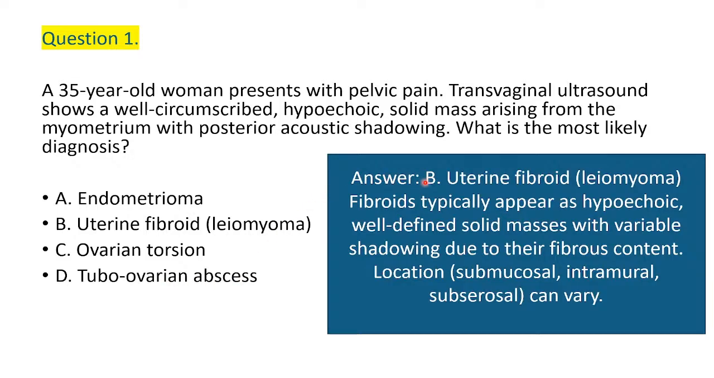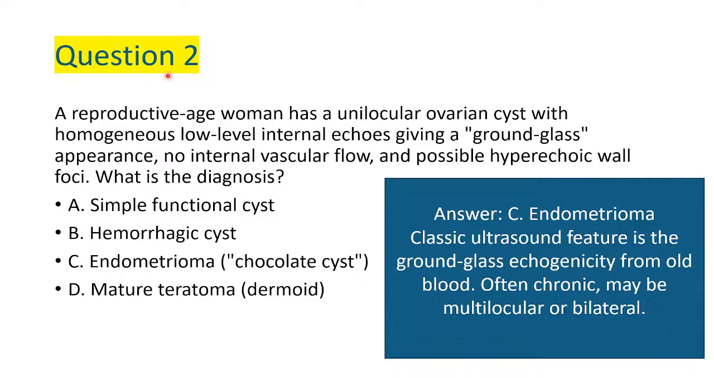So the answer is B, uterine fibroid, leiomyoma. Fibroids typically appear as hypoechoic, well-defined solid masses with variable shadowing due to their fibrous content. They can be submucosal, intramural, or subserosal. Question number 2: a reproductive age woman has a unilocular ovarian cyst with homogeneous low-level internal echoes, giving a ground glass appearance, no internal vascular flow, and possible hyperechoic wall foci.